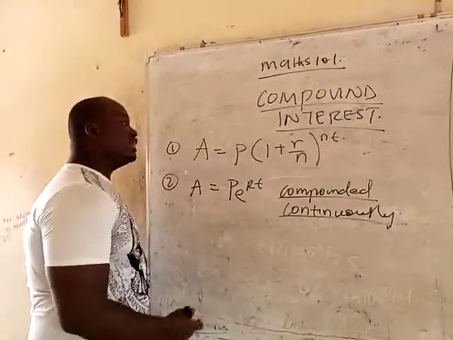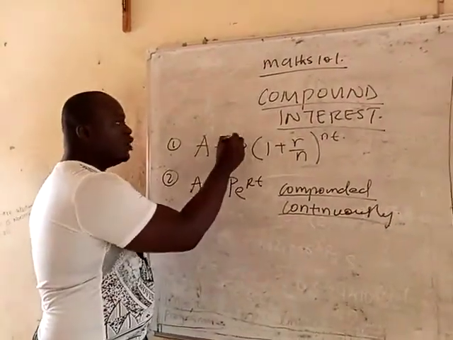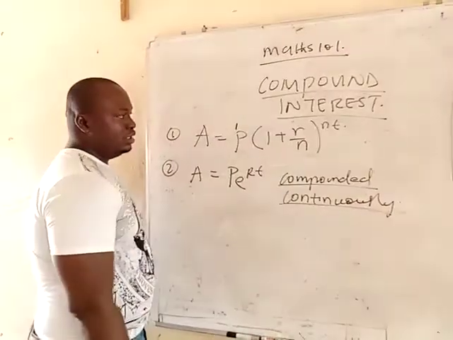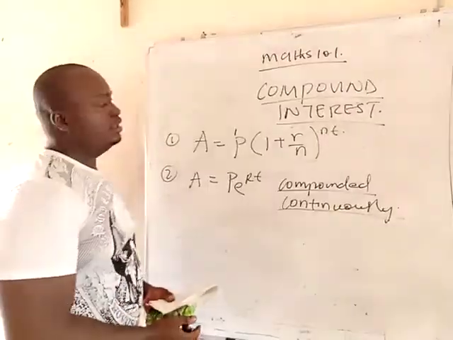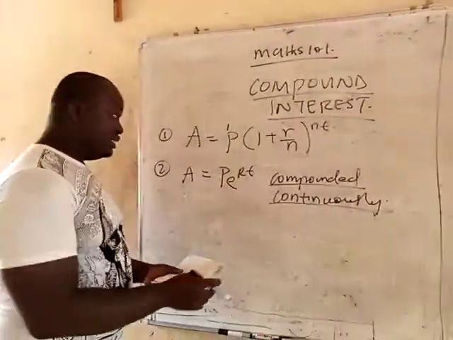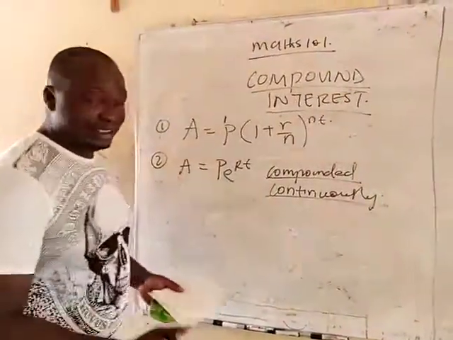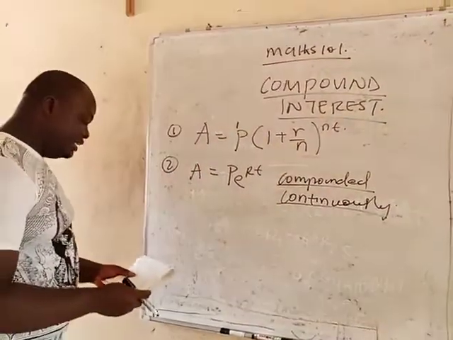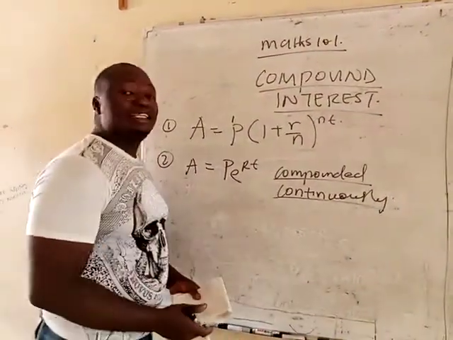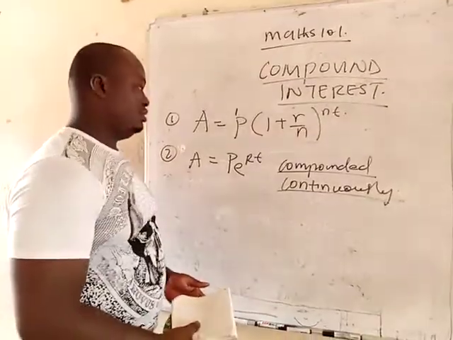And from simple interest, we only know that P is the principal amount, the present amount, the amount you have at hand. And we said that R is the rate, T is the time, and N is the number of times interest is compounded in a year.